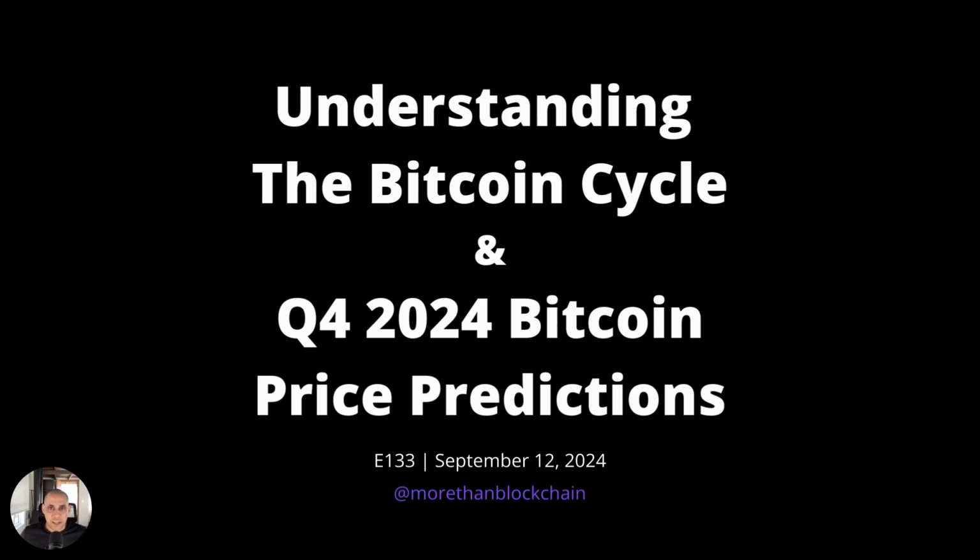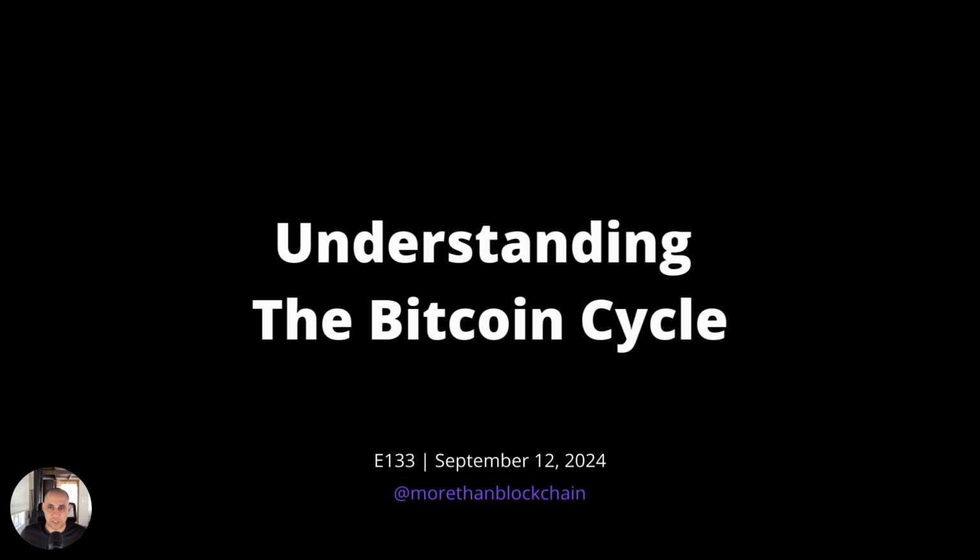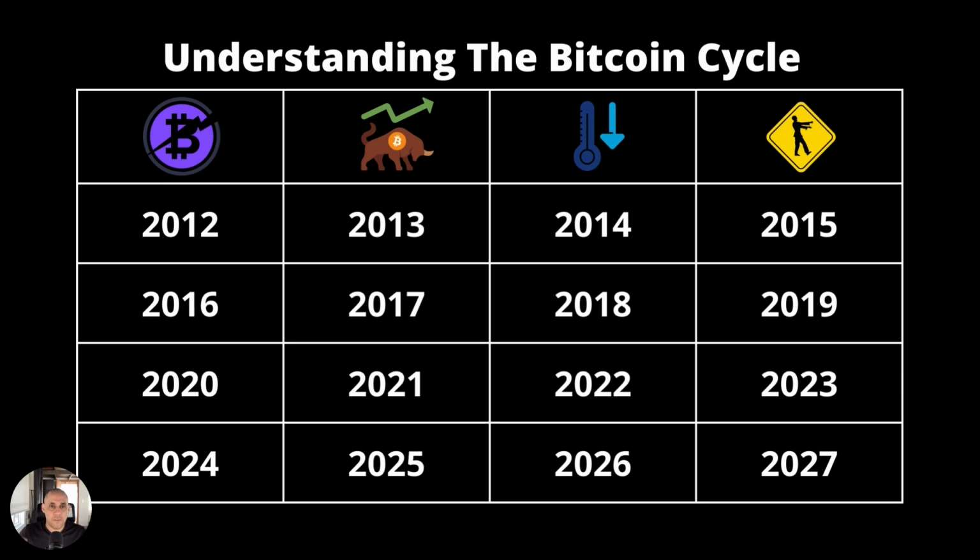As I said, today I've created a slideshow which is going to talk about understanding the Bitcoin cycle first, to create the nice fertile landscape for which we can talk about the Q4 2024 Bitcoin price prediction. So let's start with understanding the Bitcoin cycle. In order to do this, I've created a grid, a map to really discuss the 4-year cycle that is Bitcoin. In this first column, we have 2012, 2016, 2020, and 2024.